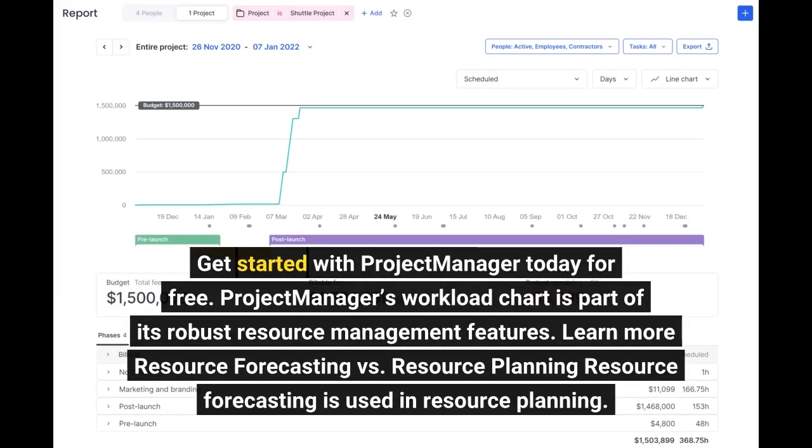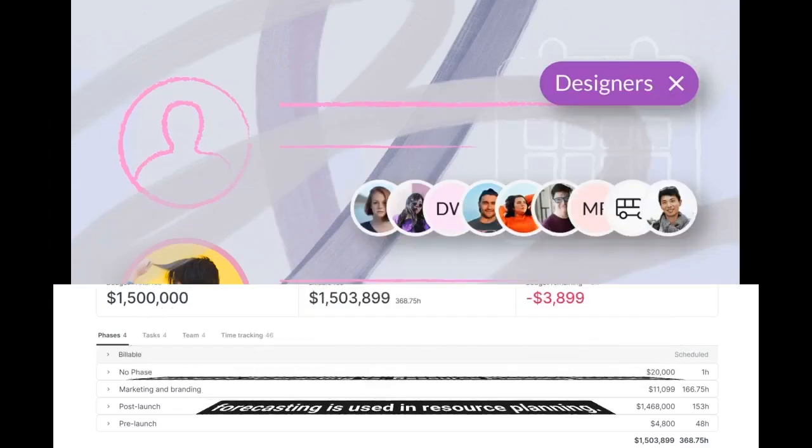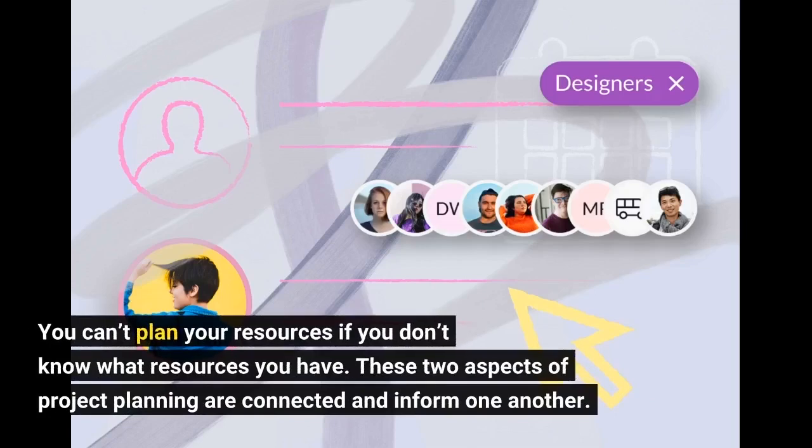Learn more: resource forecasting versus resource planning. Resource forecasting is used in resource planning. You can't plan your resources if you don't know what resources you have. These two aspects of project planning are connected and inform one another.